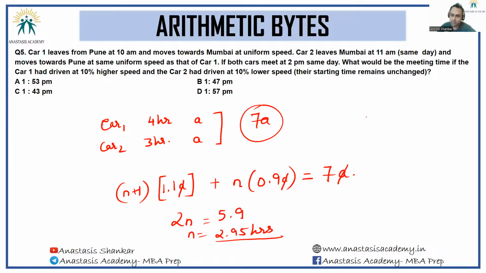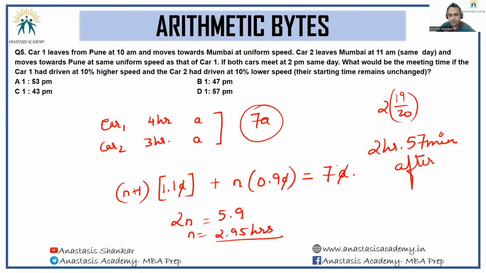2.95 hours. Okay. So 2.95 hours is 2 whole 19 by 20. I'm only working with this. This will be equal to 2 hours and 57 minutes after car 2 started. So car 2 started at 11 a.m. So 2 hours 57 minutes after 11 a.m. The answer will be option D, 1:57 p.m. That will be all for this episode. Hopefully you learned something.